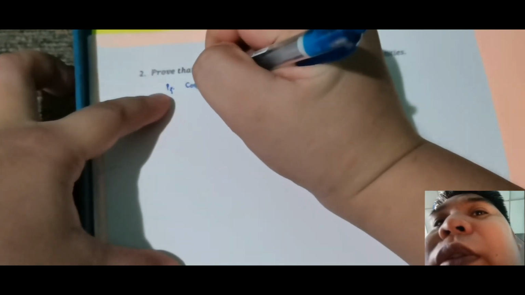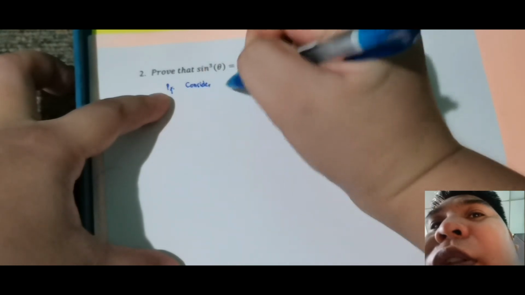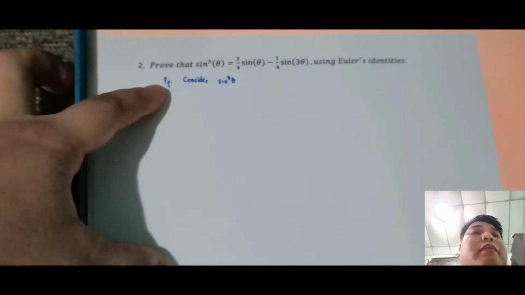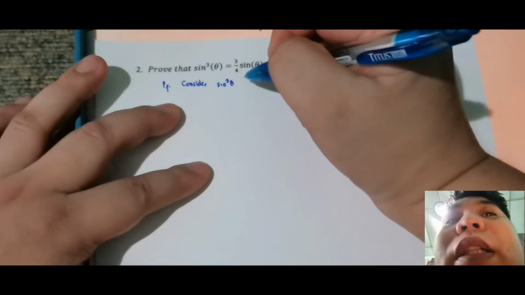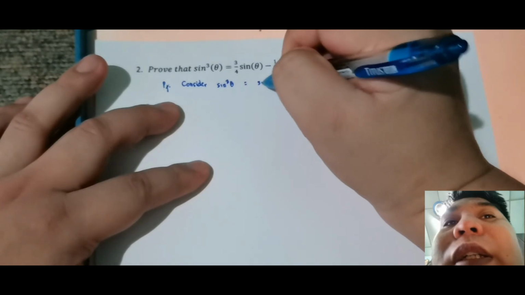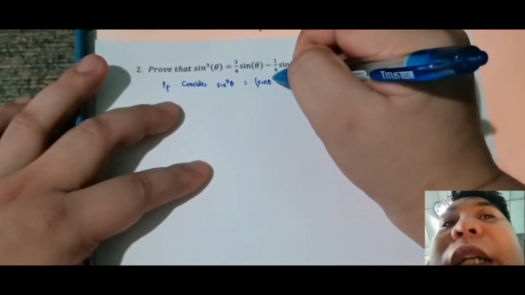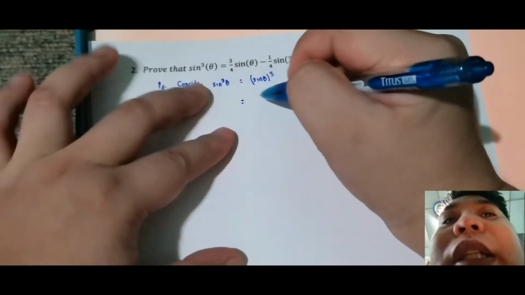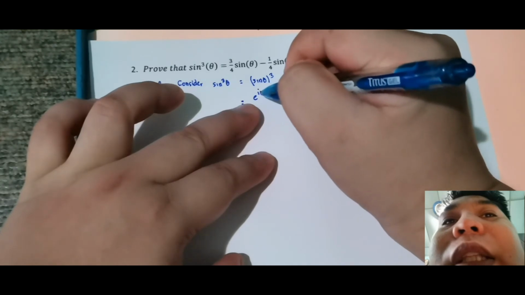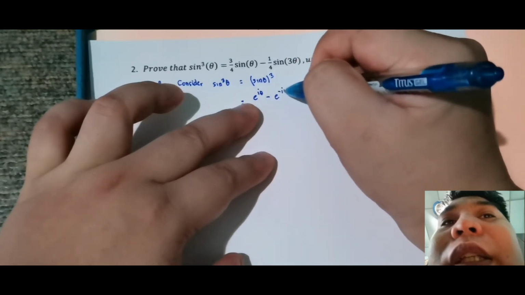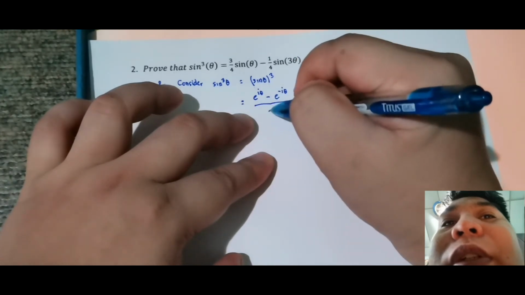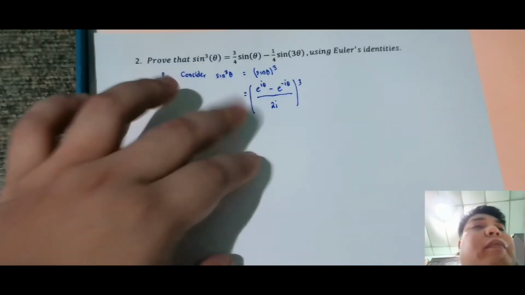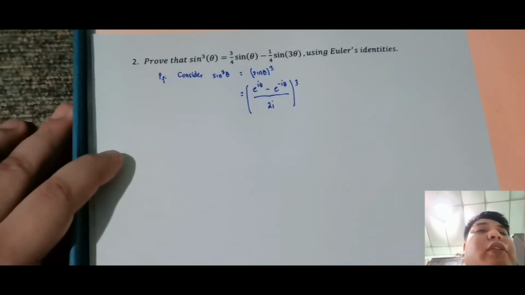So proof. Consider si sine cube theta. Okay, so that is equivalent sa sine theta raised sa 3. Using Euler's identity, this is equivalent sa e raised to I theta minus e raised to negative I theta all over 2i, then naka-raise sa 3.